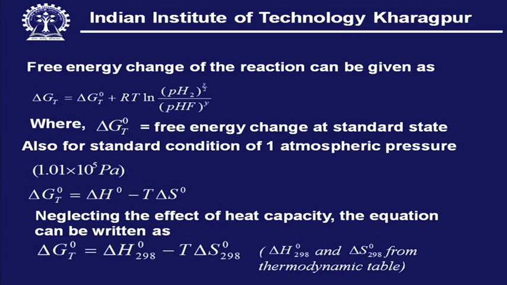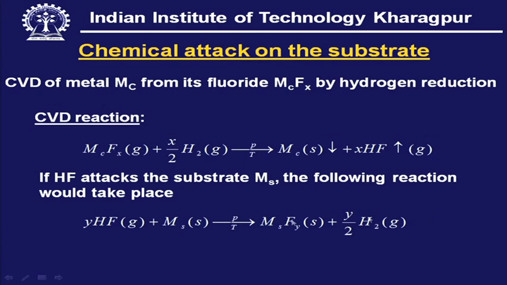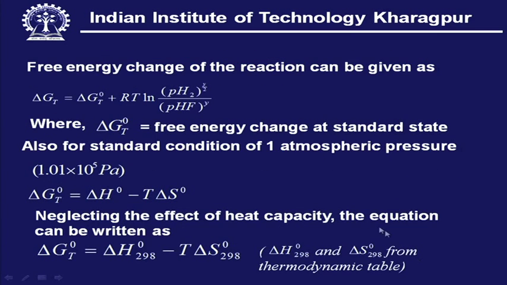Now, here we can look into the free energy change of the reaction, which can give us some guidance. This equation is illustrated by the change in free energy of any reaction, here of course the CVD reaction. This is the free energy of formation, or free energy of the reaction, at the standard state and at the prevailing temperature, plus the effect of partial pressure of hydrogen and partial pressure of hydrogen fluoride. That effect is clearly visible if we go to this slide.